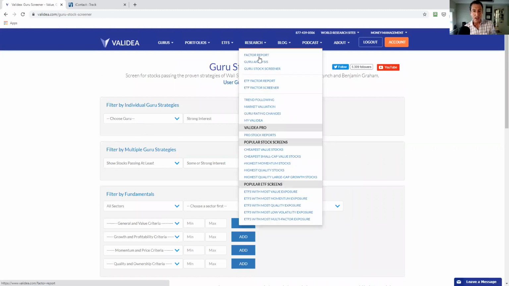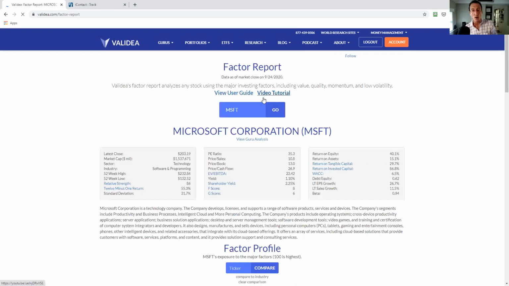Before I show you, actually, let me show you this. I'm going to get off the Guru strategies for a second and flip over to something we call our Factor Report. Now, the Factor Report is looking at stocks through various investment factors. On the one side, you have these Guru strategies, which are like a combination of unique criteria or factors that have been implemented together within an investment strategy.